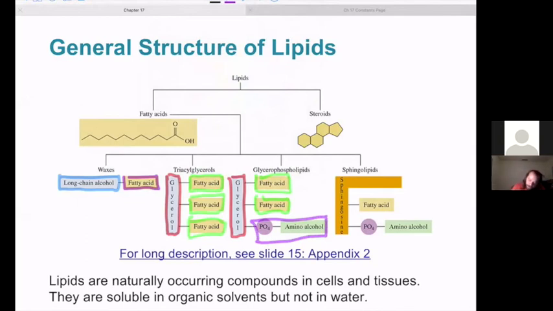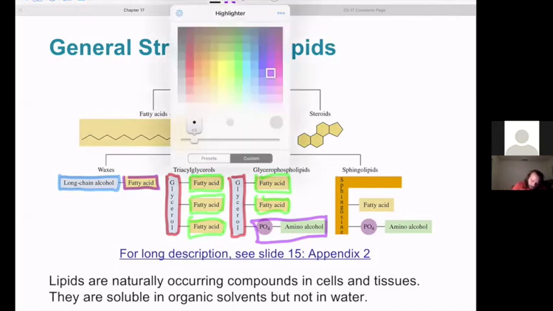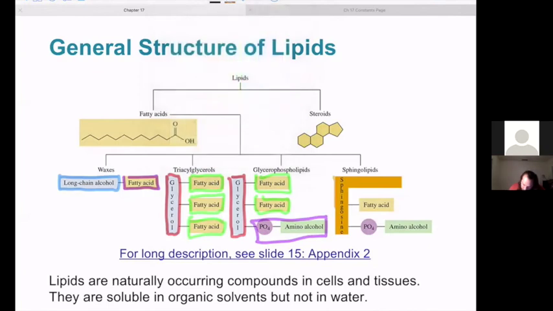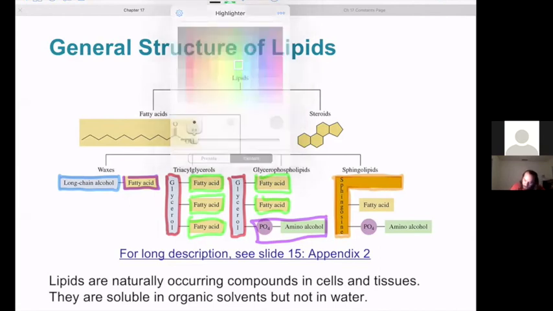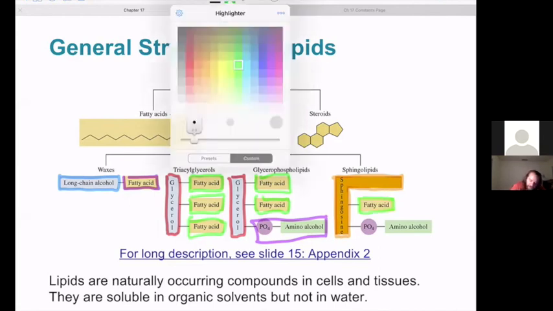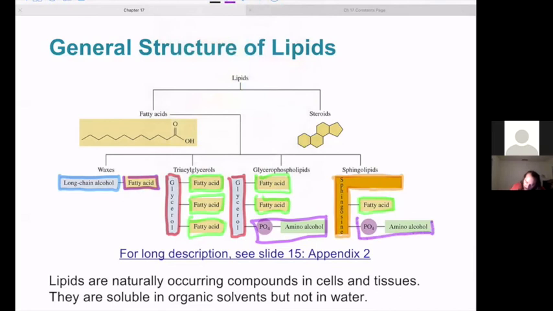And then these sphingolipids, which don't have glycerol, they instead have their own sort of sphingosine component, which we'll see what that looks like here in a second. Also one fatty acid, and then that amino alcohol connected by a phosphate. And they're mainly found in nerves and brain tissue. So kind of like very specialized phospholipids.